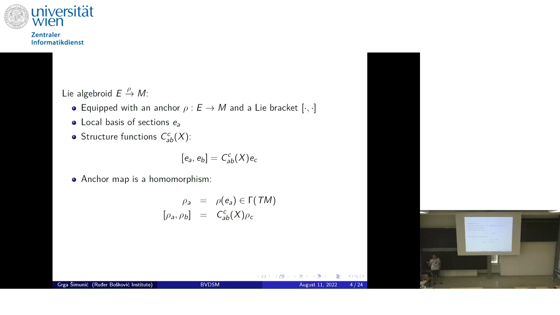Now, taking the local basis of sections on this Lie algebroid, we can define the corresponding structure function C. The anchor map is a homomorphism by the definition of a Lie algebroid, so the projections of these local sections, denoted by rho A, will satisfy the same kind of algebra. This Lie algebroid is then taken in such a way that these vector fields, rho A, generate the foliation that we want to describe. So that is the basic idea.